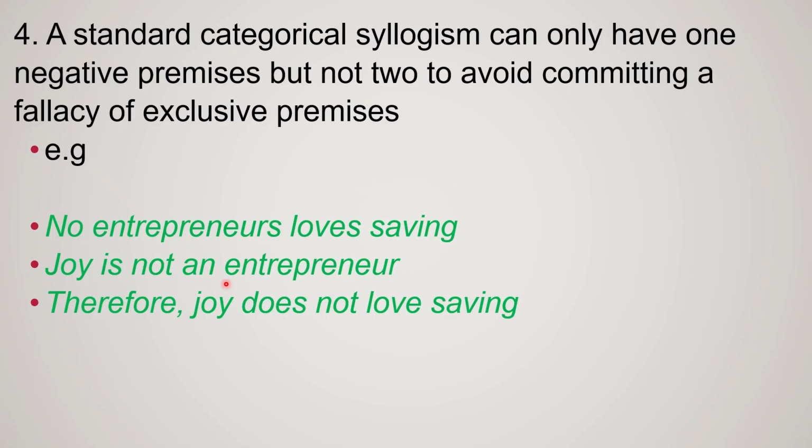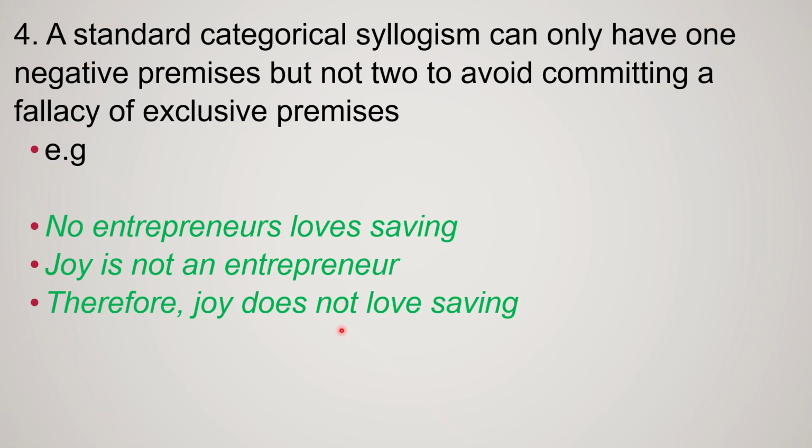And Joy, we have also excluded her from being an entrepreneur. Although the argument that you are going to make will not be valid because you have not derived it from the premises. We have excluded all entrepreneurs. We have also excluded Joy. So we are having two negative statements here, and thus you are going to commit a fallacy of exclusive premises. So ensure that there are no two negative propositions when you are constructing your syllogism.